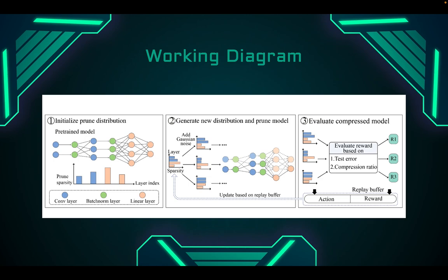This entire process you see here, it's mostly iterative. So what happens is RL Pruner keeps on refining its pruning strategy dynamically until an optimal configuration is achieved. And we'll go on to the next slide.